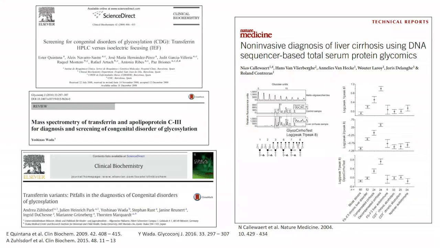Quite interestingly, in 2004, there is a paper using the technology of the DNA sequencer. They studied the total serum glycomics for the differentiation of liver cirrhosis. What they did is remove all the N-glycosylation from all the serum glycoproteins and then compare the pattern of this glycomic signature in normal subjects as well as those with liver cirrhosis. They found that it's quite a useful marker as a non-invasive diagnosis of liver cirrhosis, which is very interesting.